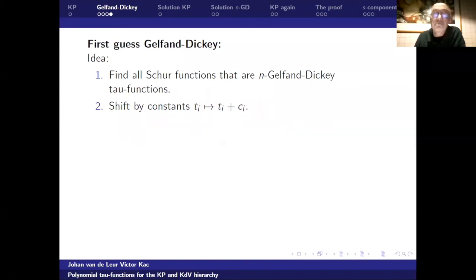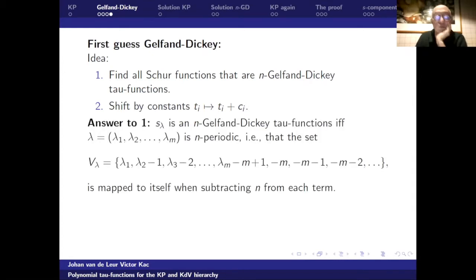So let's try to solve the first question. Find all Schur functions, so functions that depend on lambda, and try to find which ones belong to this Gelfand-Dickey hierarchy. And in fact, there's a restriction on the lambdas that you can choose. And the restriction is as follows.